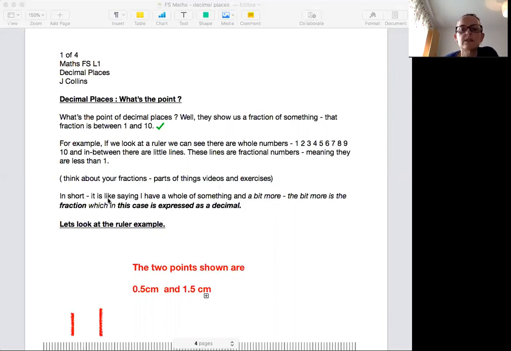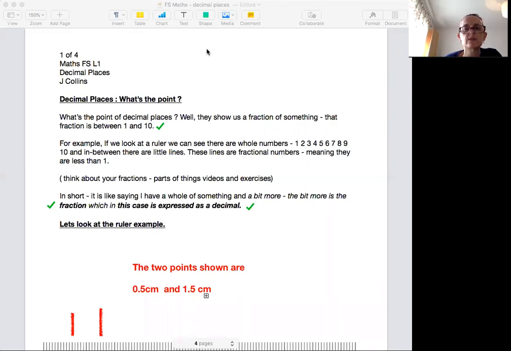In short, it's like saying, I have a whole of something and a bit more. The bit more is the fraction, which in this case is expressed as a decimal. So a fraction and a decimal are exactly the same thing. One of them is just expressed in a different way. So a decimal is an expression of a fraction.